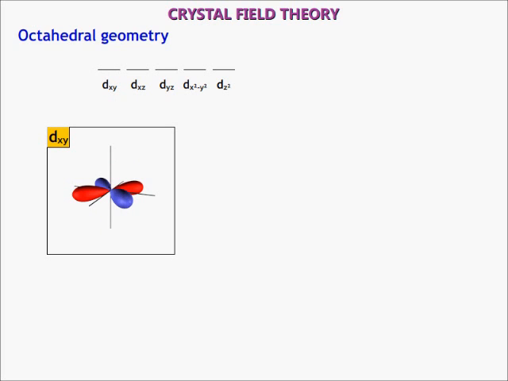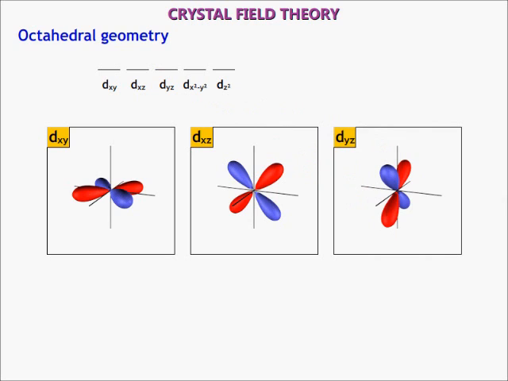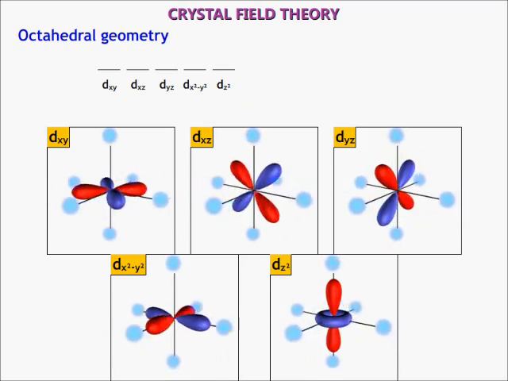Octahedral geometry. These are the d orbitals. This is the dxy orbital. This is the dxz orbital. This is the dyz orbital. This is the dx2-y2 orbital. And this is the dz2 orbital.